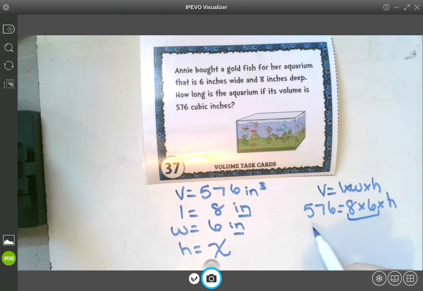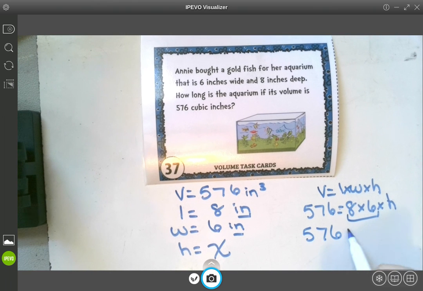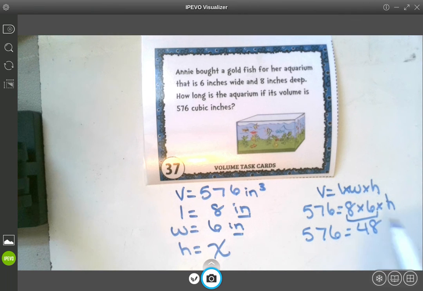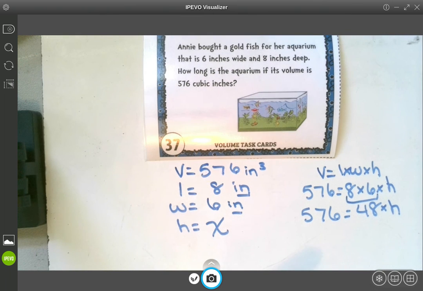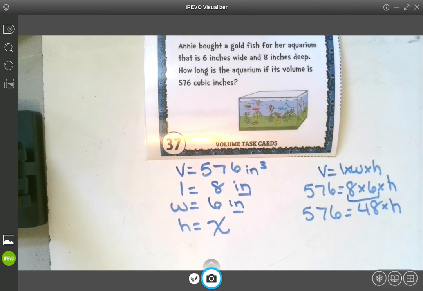8 times 6 is 48. So now 576 equals 48 times h. Okay, so now I need to figure out what that h is. That means 48 times what number equals 576. So as we discussed yesterday, multiplication and division are inverse of each other. So if they're inverse operations, that means that they're opposites and that they can undo each other.